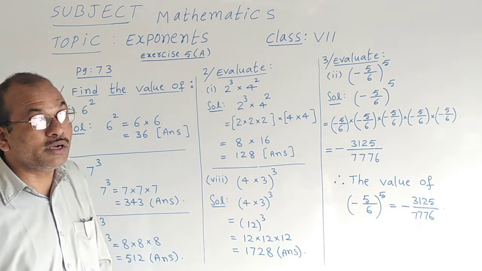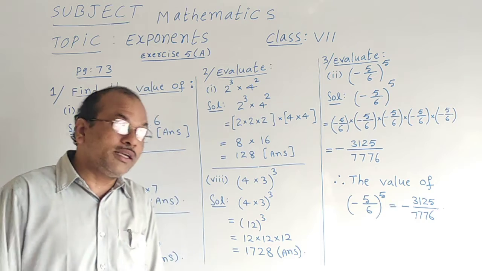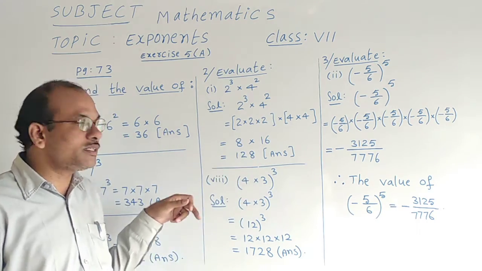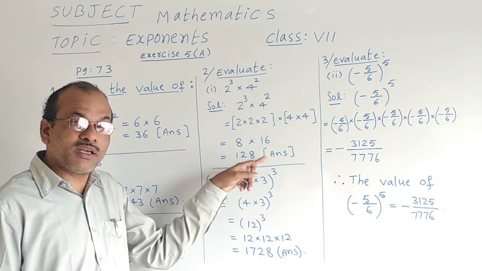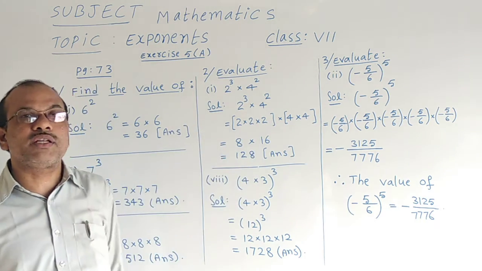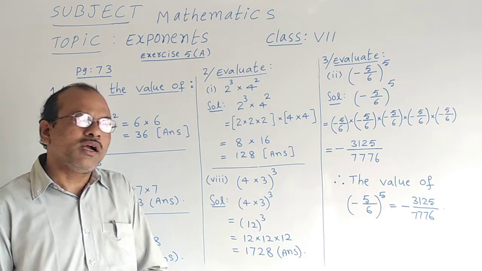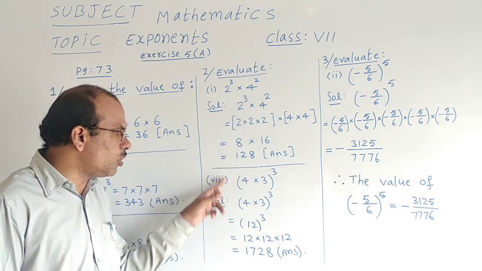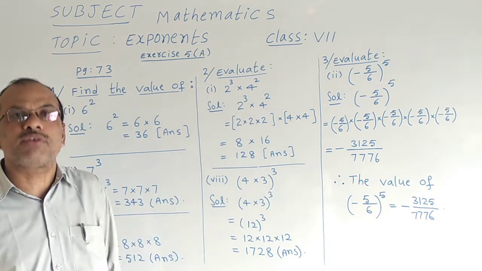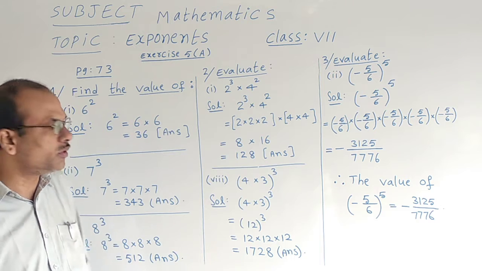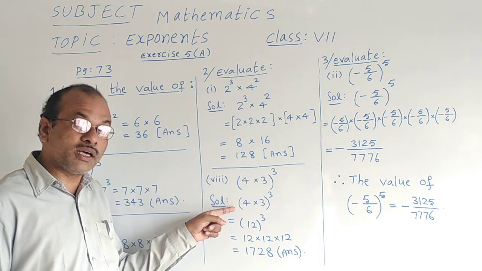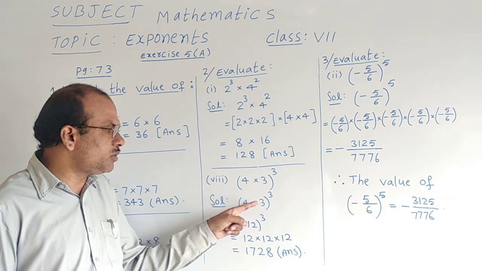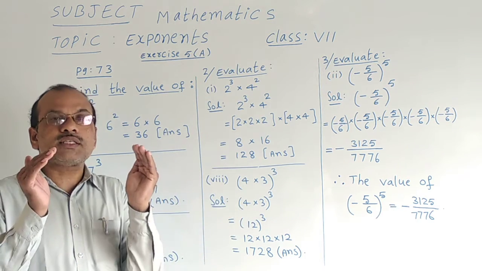Whole. W-H-O-L-E. Whole. Is it clear for you? 4 into 3 whole to the power 3. That means 4 should be raised to the power 3, and again 3 should be raised to the power 3. Separately we can say like that. Otherwise, another way of thinking can also be done. 4 into 3 whole to the power 3. That is the way of reading. I hope it is very clear for you. Now the same question is written here. Then I am going to write its multiplication. 4 into 3 given inside the bracket.